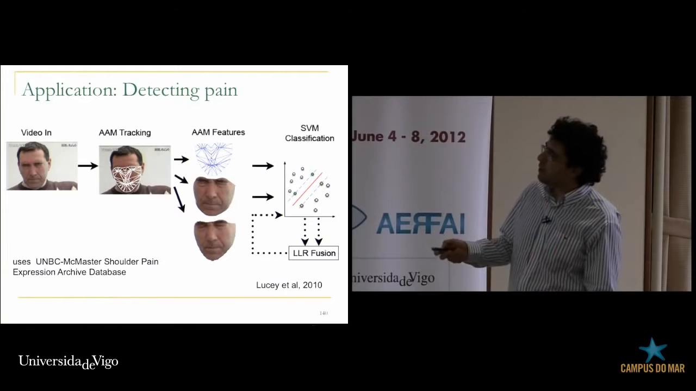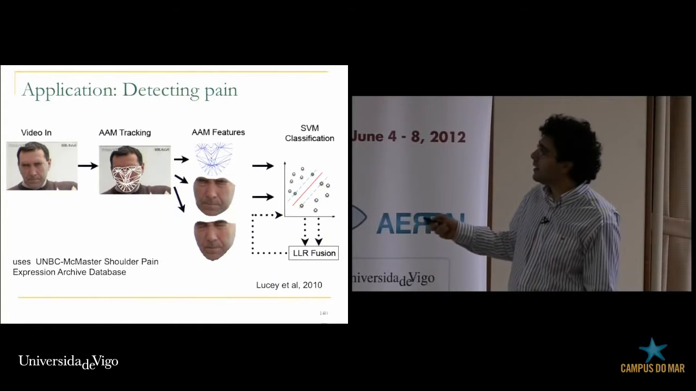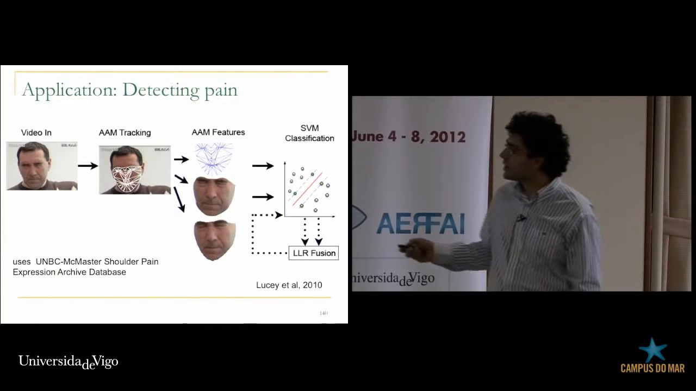Here you have the processing pipeline, again: video in, tracking with active appearance models. The feature locations are selected, then SVM classification, and logistic regression-based fusion.